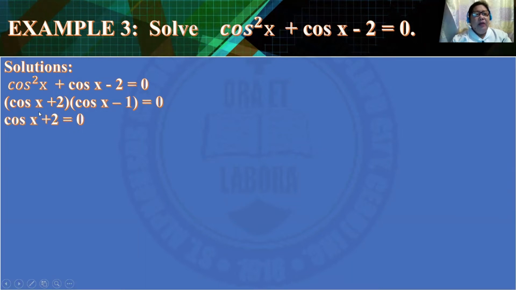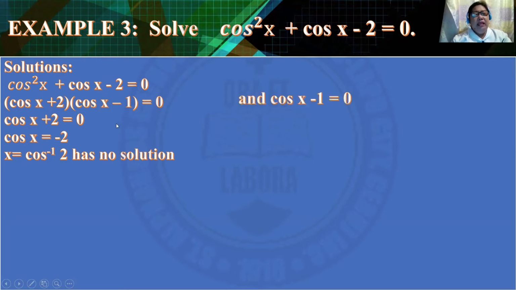And then, we have to equate each factor to 0. So, let's work first with the first factor. We have cosine x plus 2 equals 0. So, cosine x is equal to negative 2. And x is equal to cosine to the negative 1 of negative 2, which has no solution.